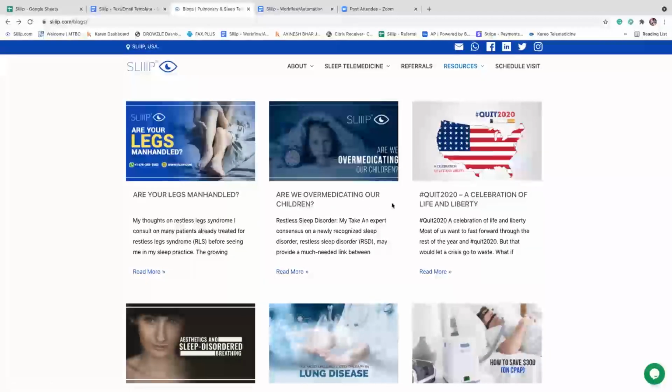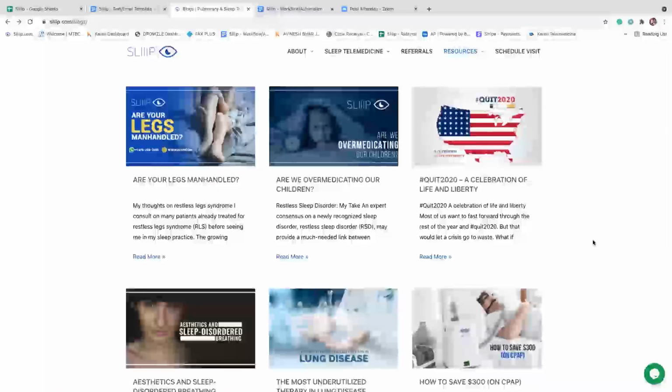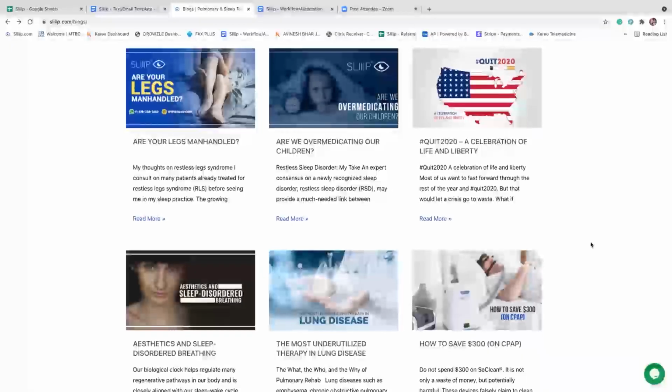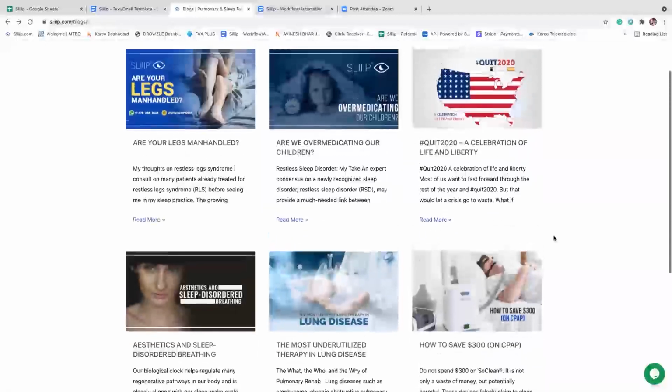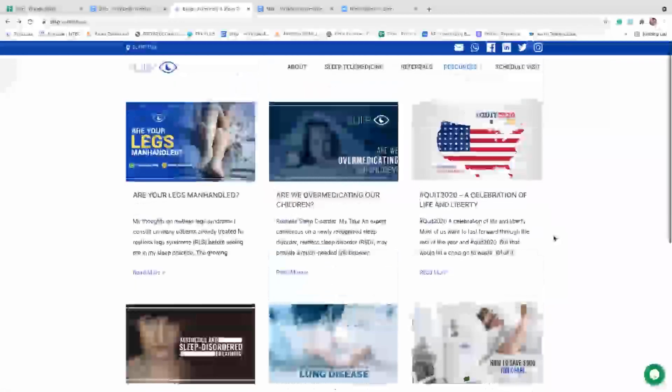Again, over-medicating our children is something called restless sleep disorder, which is a newer diagnosis, but one that I think will help reduce our reliance on medications for a lot of our kids. If you have patients who have questions about their CPAP use, issues, troubleshooting, and so on, we have frequent blogs over here.